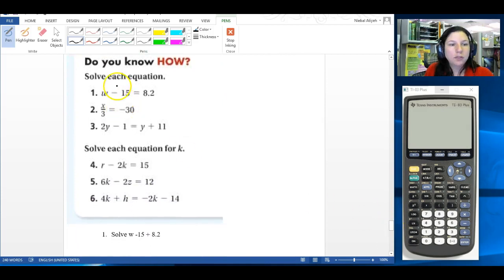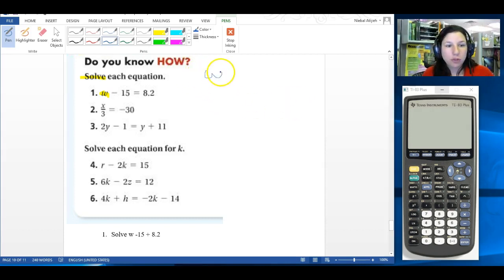All right, so here when it says to solve the equation, okay, to solve, you solve a mystery. What we're doing when they're asking you to solve is we want to solve for the variable. So for number 1, it says W minus 15 equals 8.2. The mystery here is, what is W equal to? So that's what I'm trying to solve. When you are a detective trying to solve a crime, what do they do? They work backwards, right? You try to work backwards to see what happened.